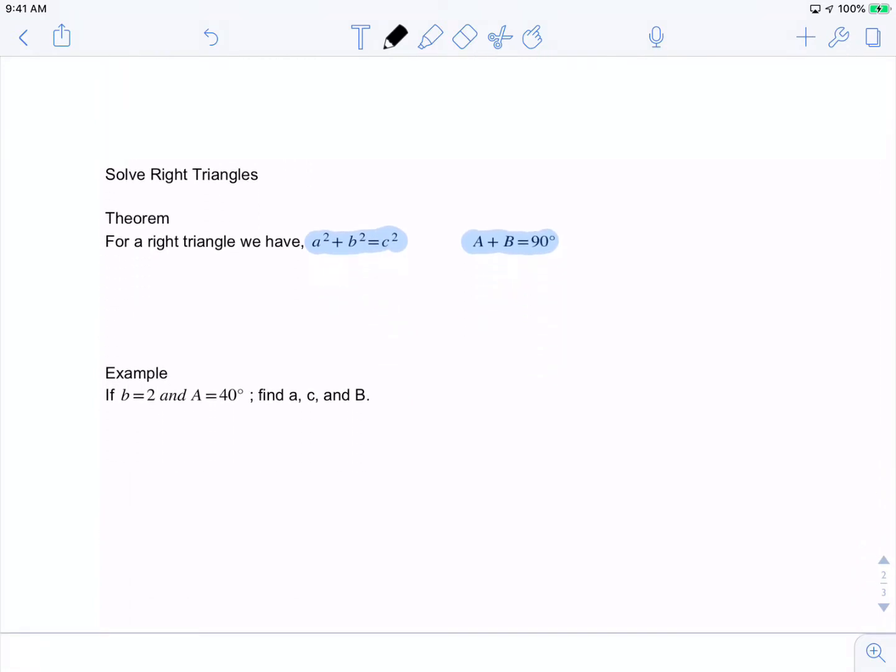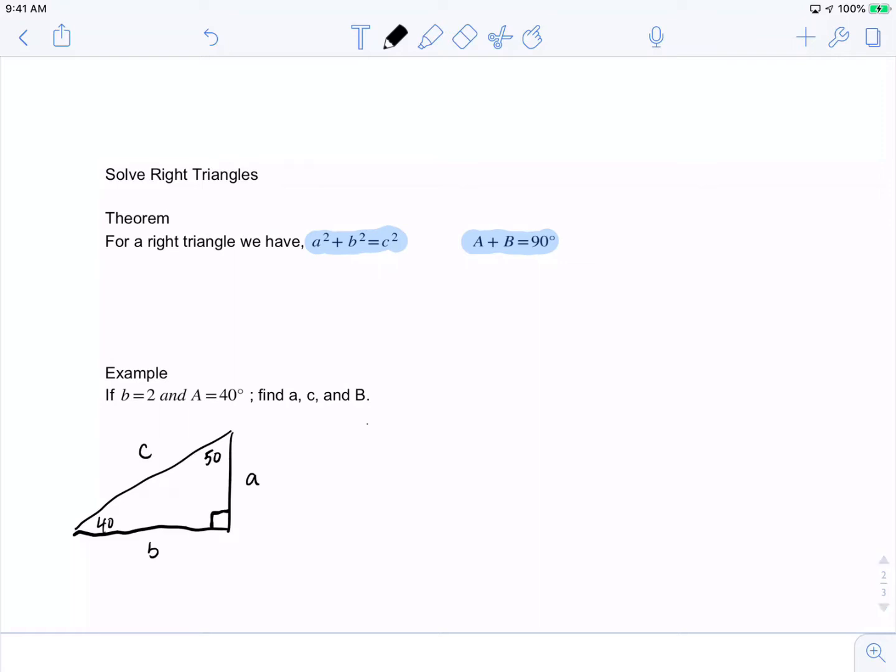And again, we're talking about a right triangle, so let's make a right triangle. Let's call this angle A. If that's 40 degrees, then this has to be 50 degrees because 40 plus 50 adds up to the 90. 40 degrees is my A, so this is side A. B is this guy, and C is this guy.